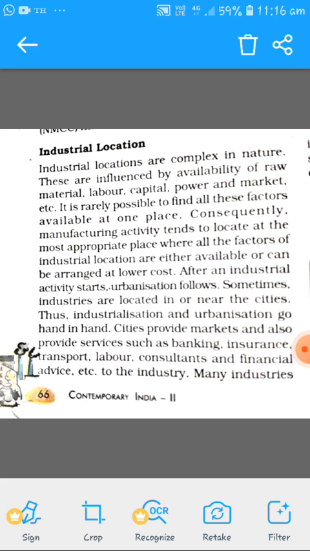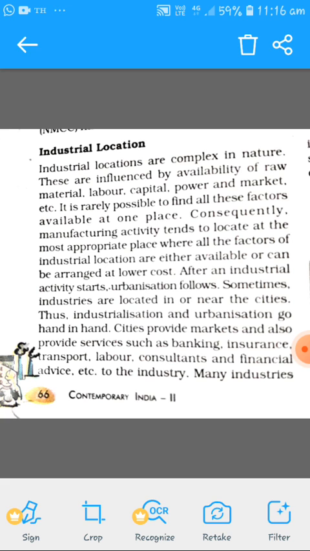Sometimes industries are located in or near the cities. Sometimes you'll find that key industries are mainly located near the cities. Thus, industrialization and urbanization go hand in hand. So you can say that the industrialization process and urbanization process are going together. Okay, so it means that urbanization complements industry and industrialization also complements urbanization. Both are linked together in that way. Cities provide markets and also provide services such as banking, insurance, transport, labor consultants, and financial advice, etc. to the industry.